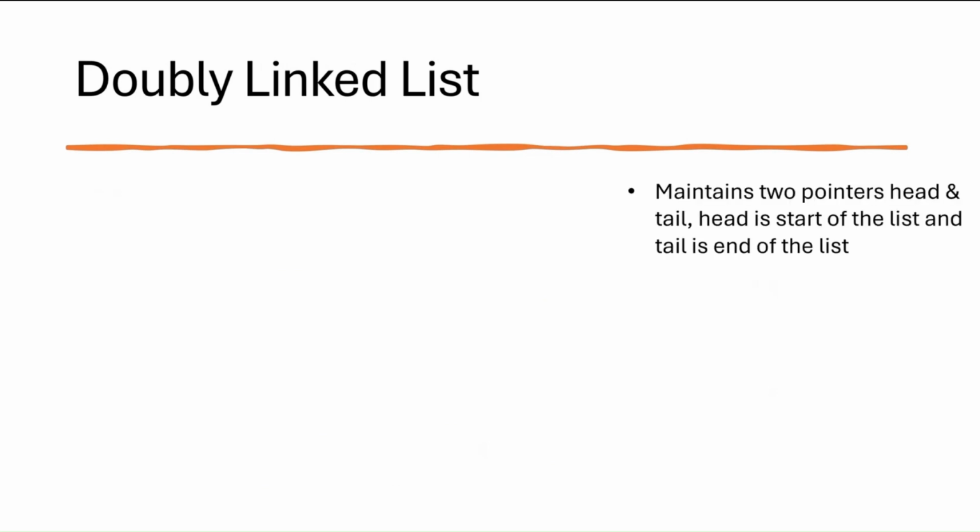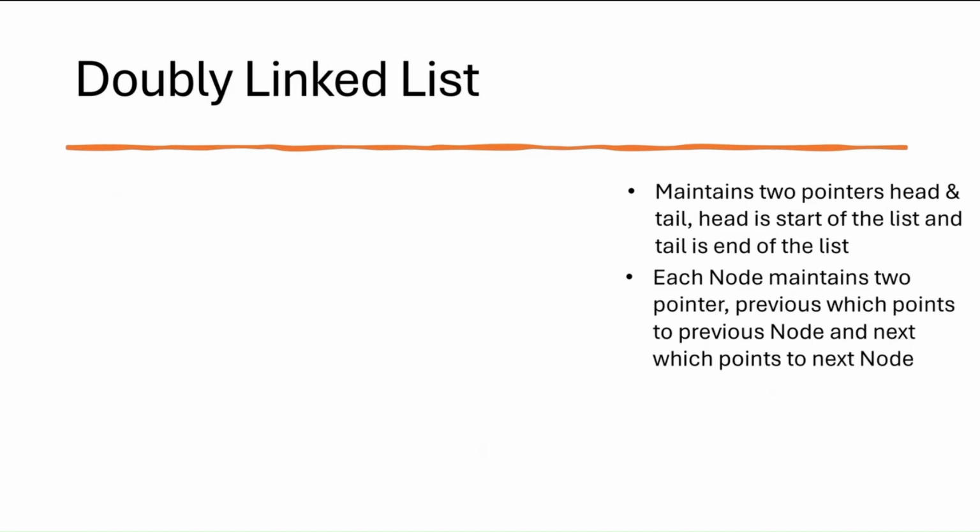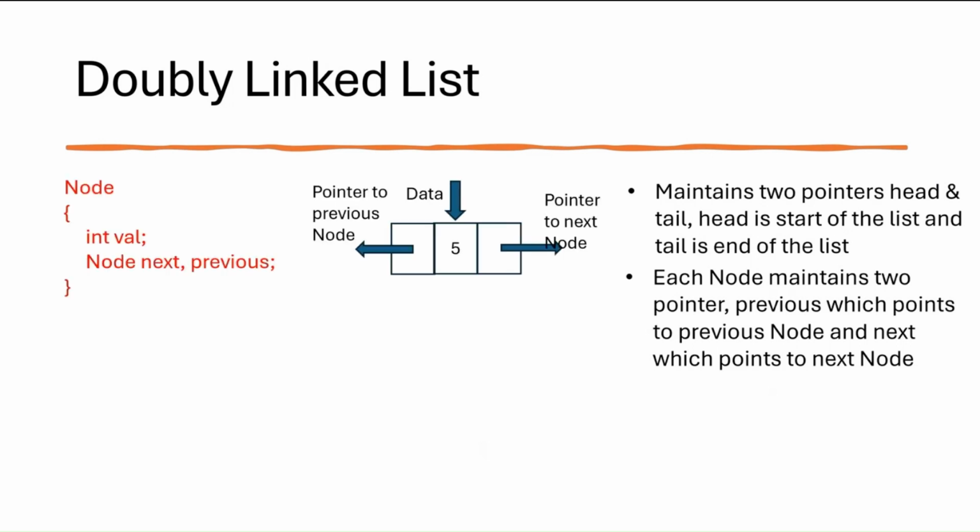Now coming to the doubly linked list, right? It also maintains 2 pointers, head and tail. Head for start and tail for end of the list. Each node maintains now 2 pointers. In a singly linked list, it was only 1 pointer, which was next, but in this, it maintains 2 pointers. One is next and one is previous. Previous points to the previous node, and next points to the next node, right?